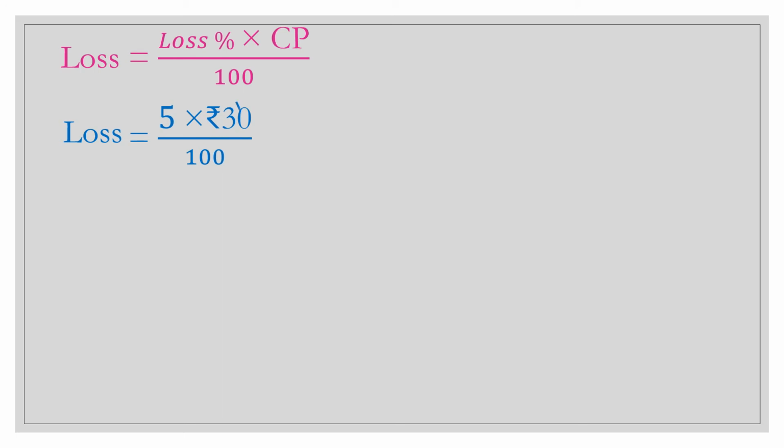Now simplify. Cut 1 0 by 1 0. See, 5 and 10 both are divisible by the same digit 5. So divide. 5 ones are 5 and 5 twos are 10. Now it cannot be further divided. So we get rupees 3 upon 2. If we divide rupees 3 by 2, we get rupees 1.5. So loss is equal to rupees 1.5.